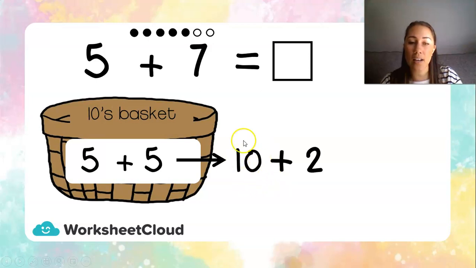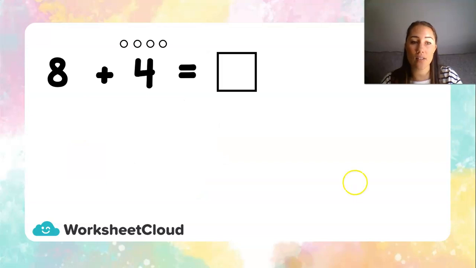And anything added to 10 is easy because I just take that 2 and put it in the place of the 0, in the place of our placeholder. So 10 plus 2 is 12. Very easy. Okay, let's have a look at our next example.